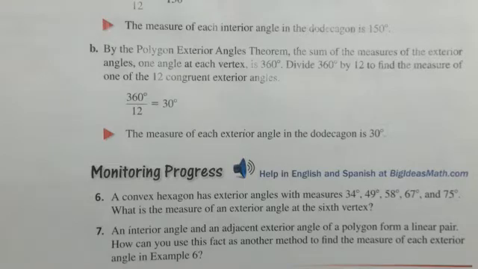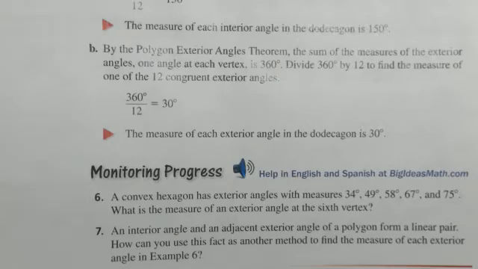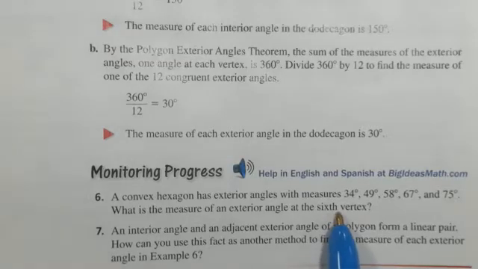So let's add them up here. 34 plus 49 plus 58 plus 67 plus 75. So 283. So now we're going to subtract from 360. And our missing angle measure is 77 degrees.